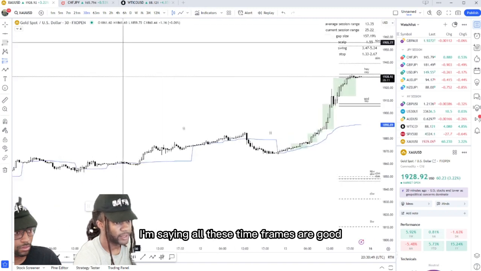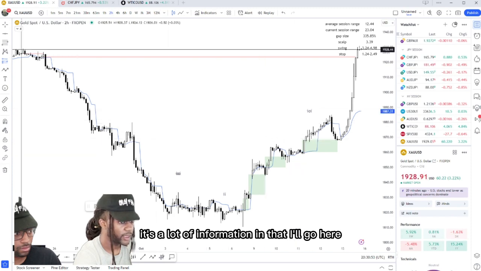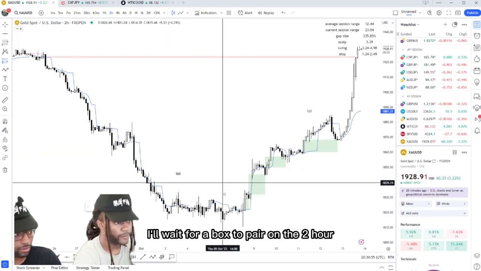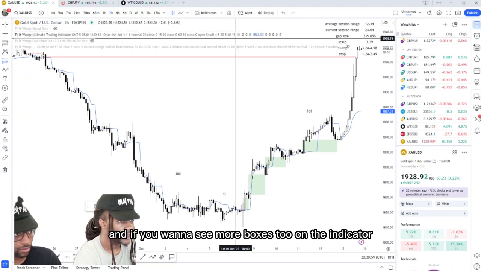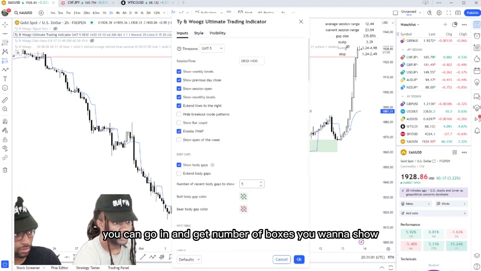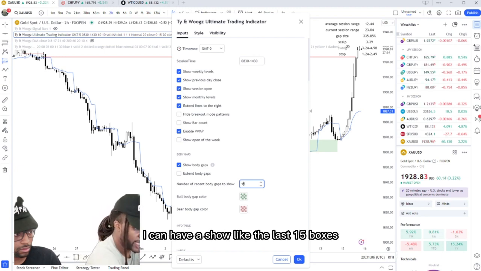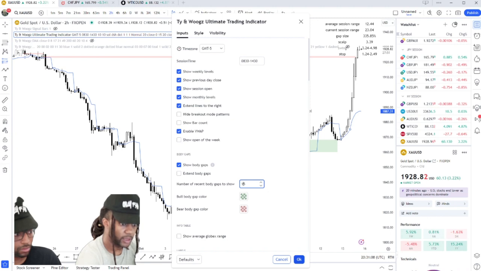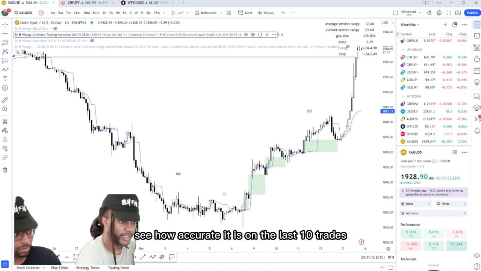I'm saying all these time frames are good, but the 2 hours is good. It's a lot of information in that. I'll go here. I'll wait for a box to appear on the 2 hour. And if you want to see more boxes too on the indicator, you can go in and get the number of boxes you want to show. I can have it show like the last 15 boxes. So I'll do the last 10 boxes so we can see how accurate it is on the last 10 trades.